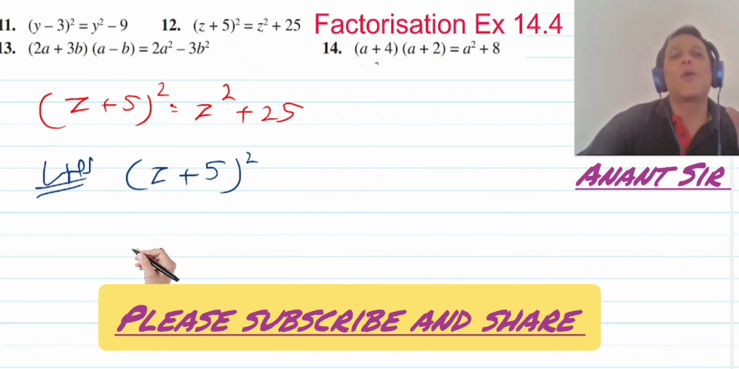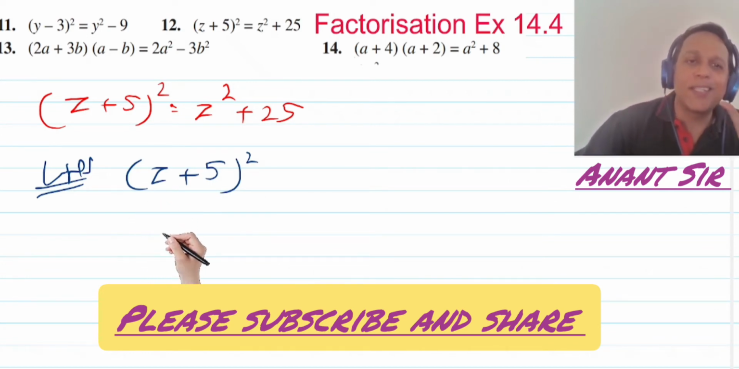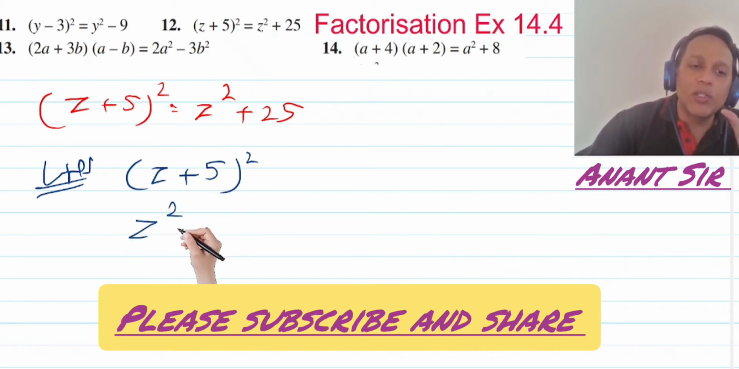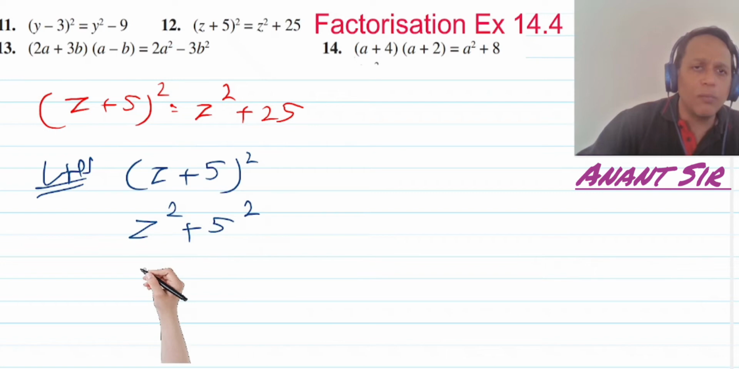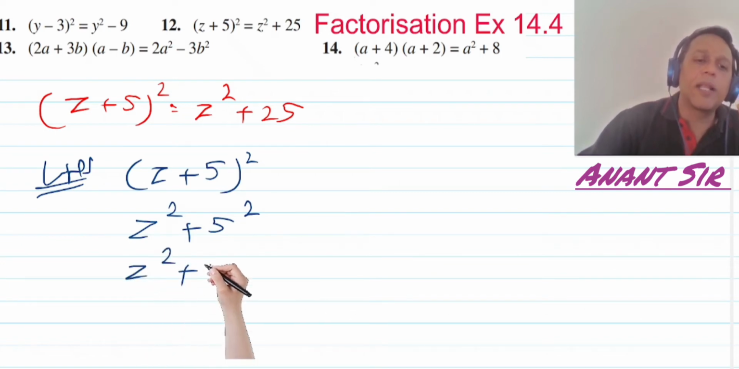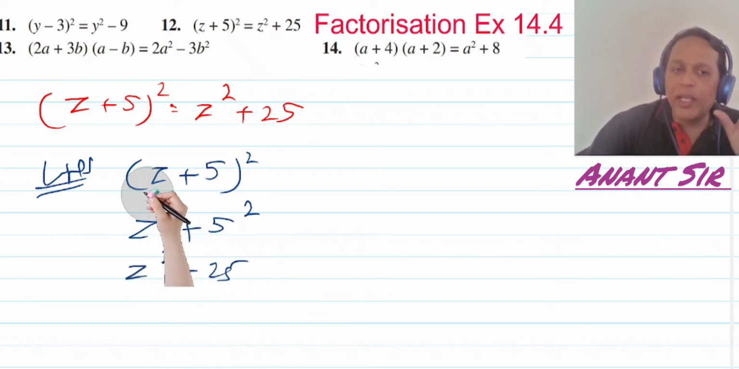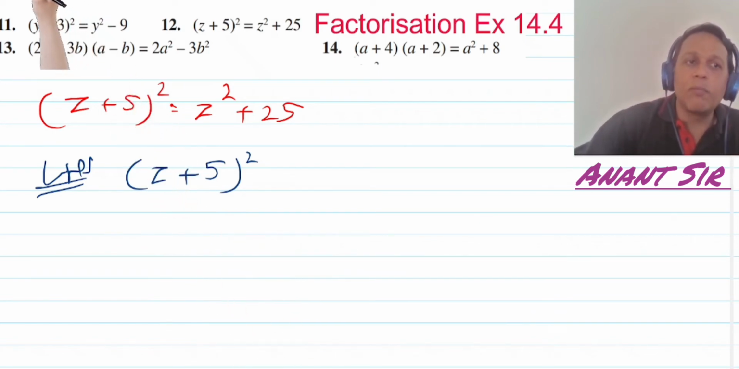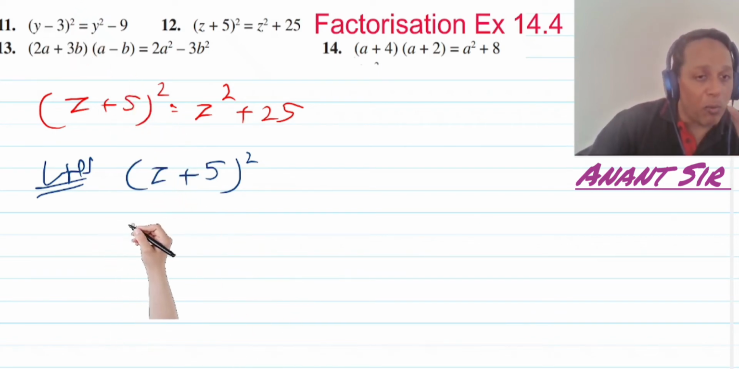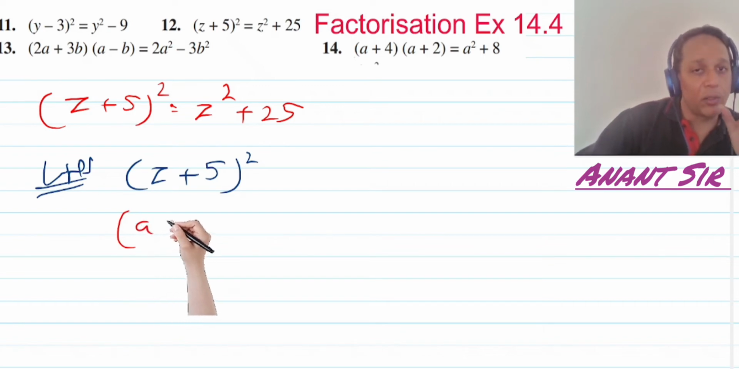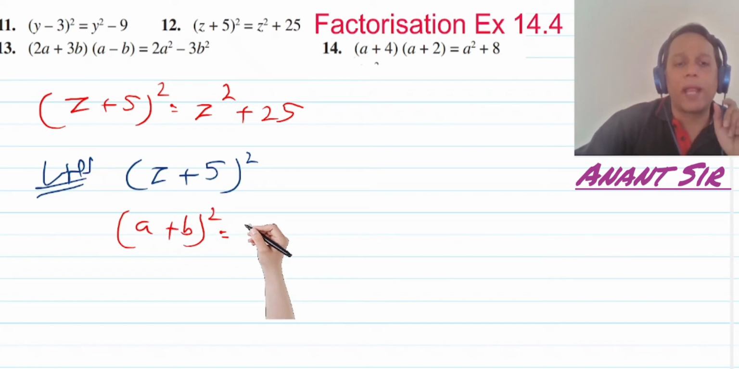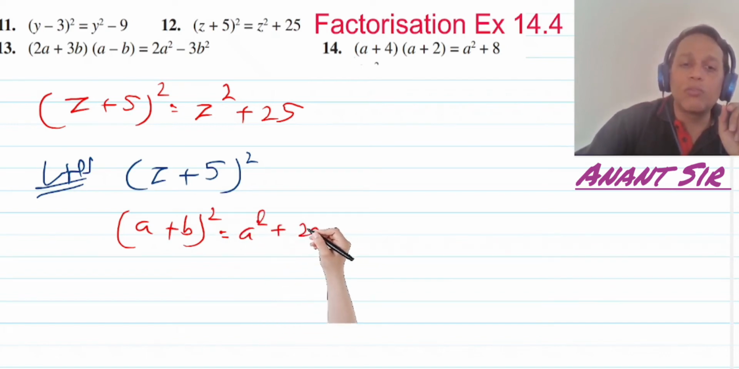They forget that you have to use the formula. Whenever they see that there is a square of any bracket, they just make the square of both the terms and write the answer as z square plus 25. This is a very common thing which many students do. But you have to always remember, whenever there is a positive or negative sign between two terms in a bracket and there is a square of the bracket, then you have to use these formulas.